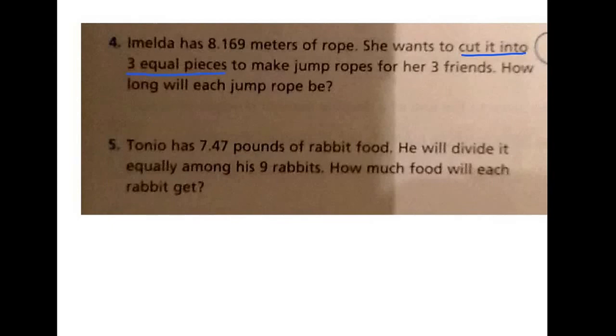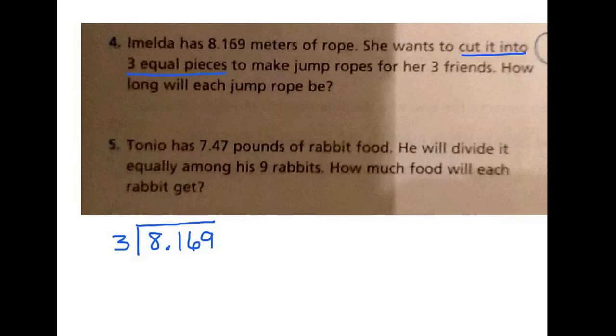So I'm going to set up my problem down below. I put 8 and my decimal point here, 0.169, and that is being divided into 3 equal pieces. So my divisor then is 3. So I'll go ahead and start solving. Remember, you ignore the decimal until you're ready to place it into your quotient. That's why lining up your numbers becomes so important.